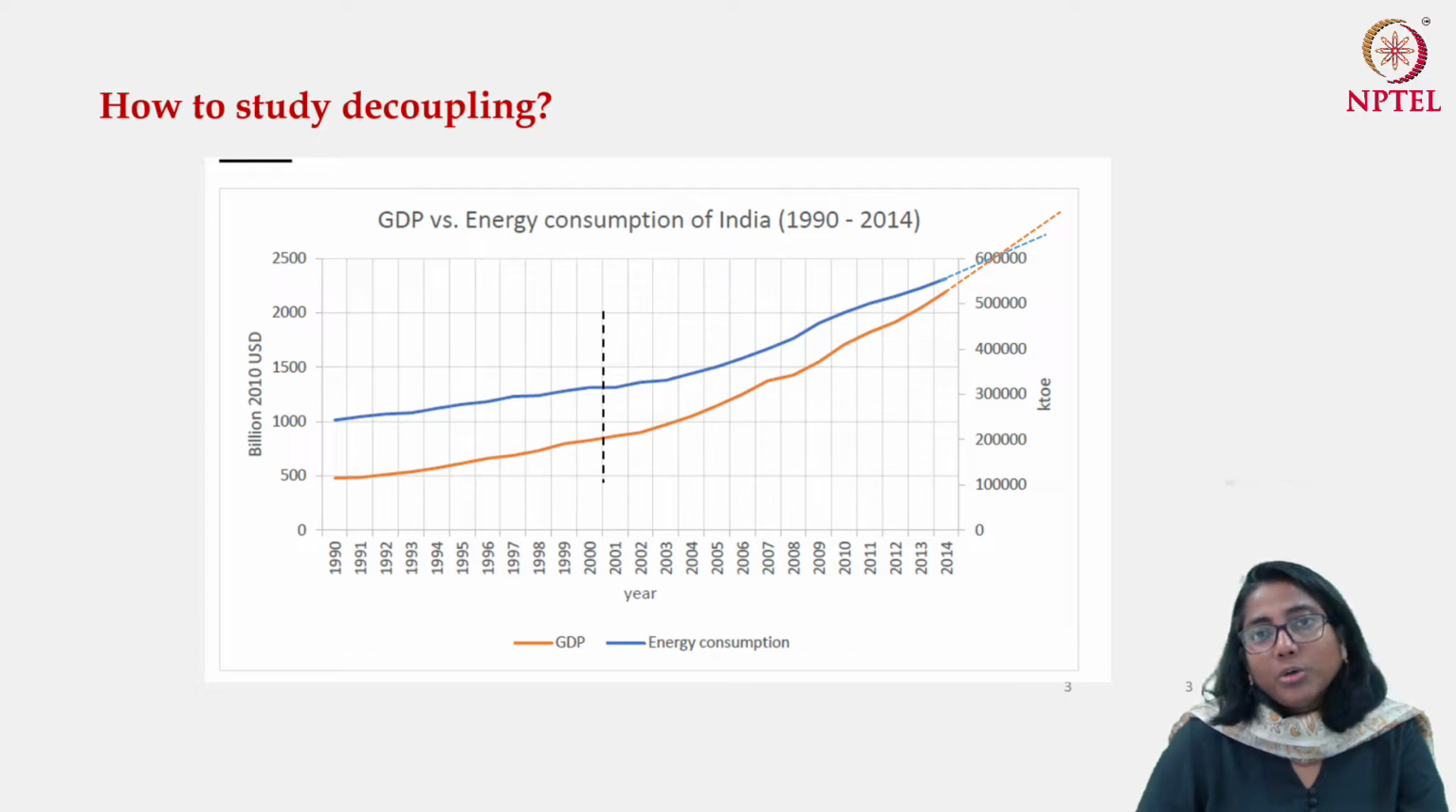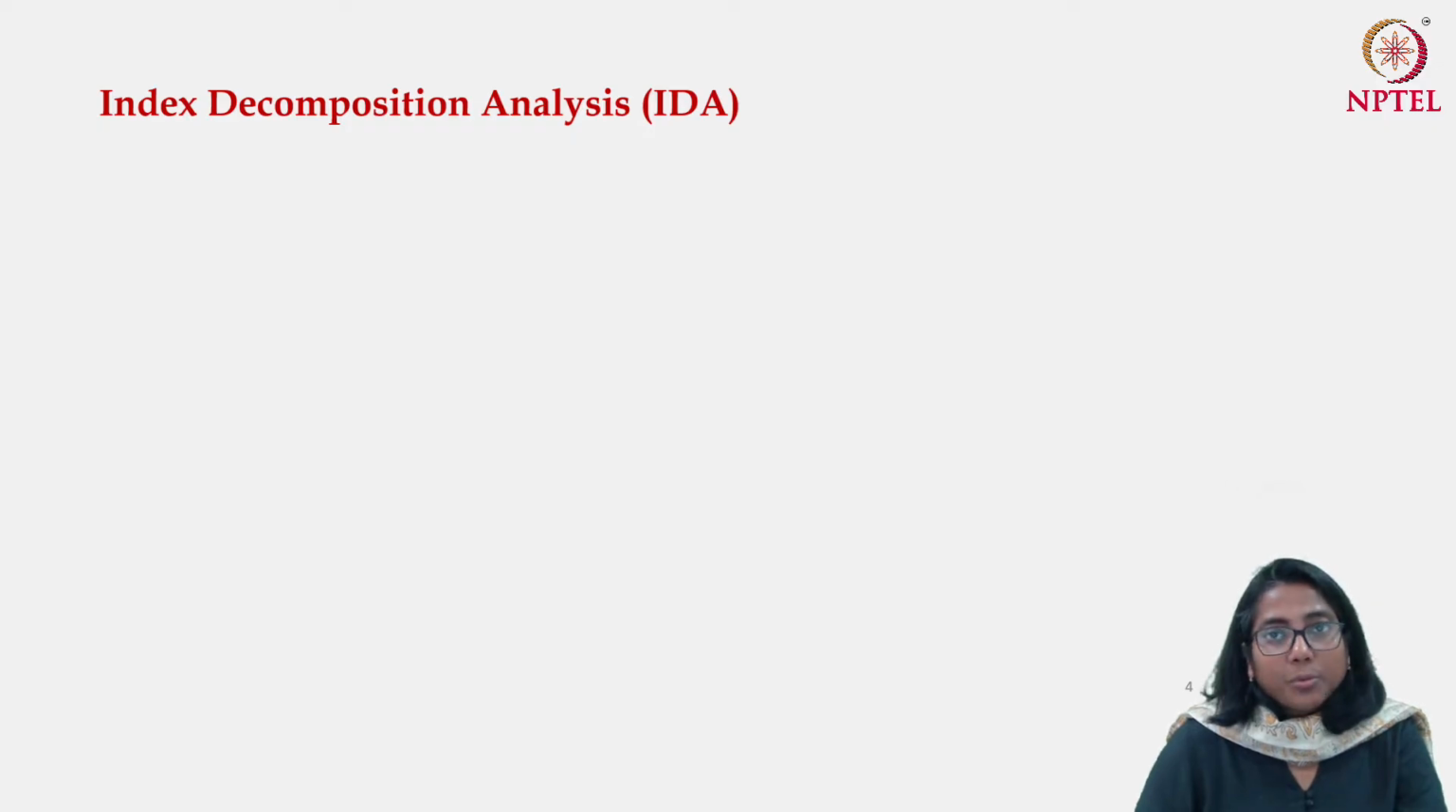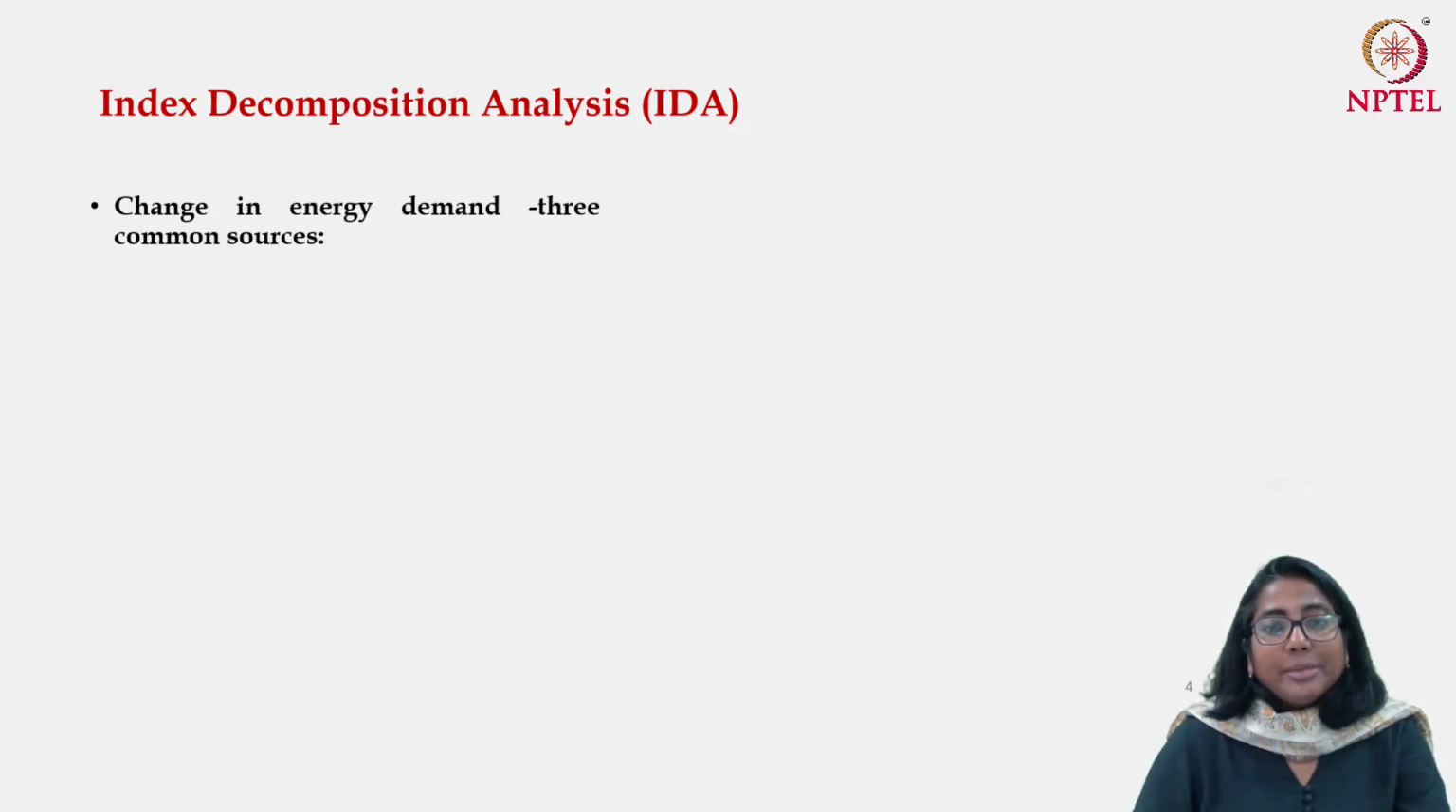And if you want to answer this kind of question, to understand up to which year this kind of decoupling can take place, one of the things that becomes very handy is called the index decomposition analysis. We are going to look at this method very briefly and see some applications of it. In the basic framework, let us assume that change in energy demand has three common sources. You can assume more than three, but we can start with these three.